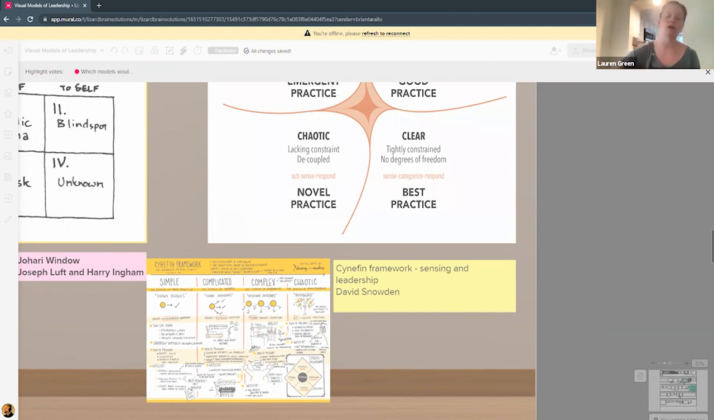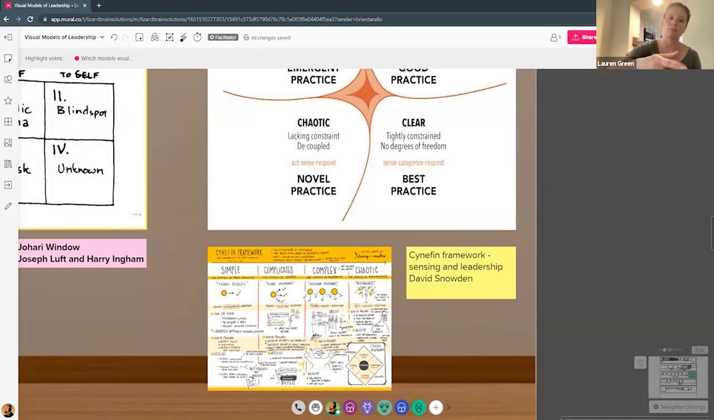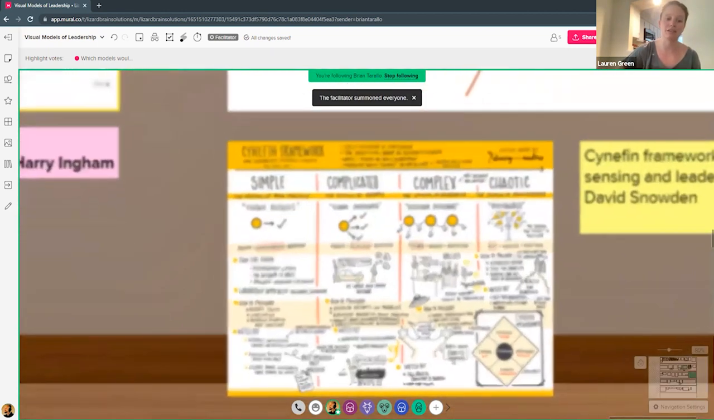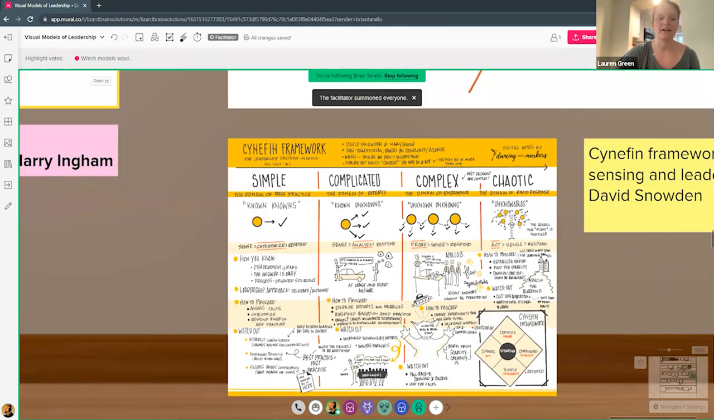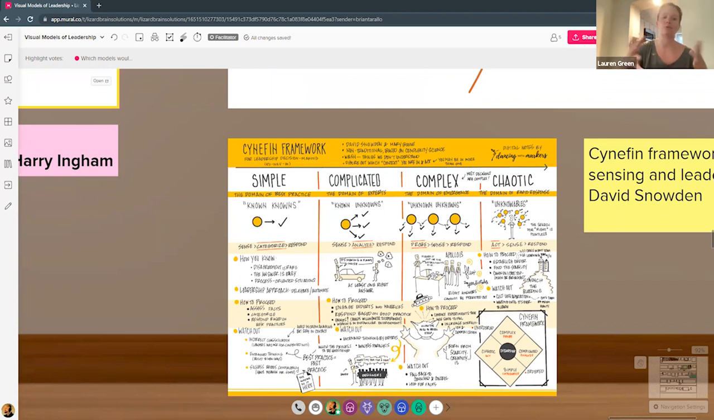So the way I set it up is to say our problems can either be simple, complicated, complex, or chaotic. A lot of times we think our problems are simple, in the land of known knowns. In simple, there's a problem and there's a simple solution. In complicated, there's a problem and then there's potentially multiple solutions.